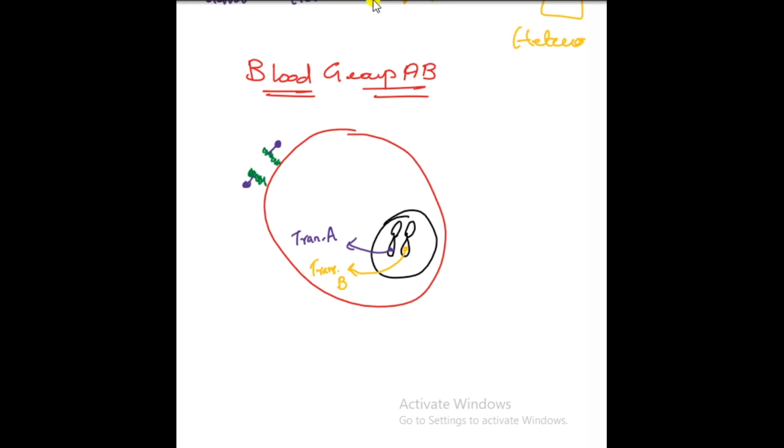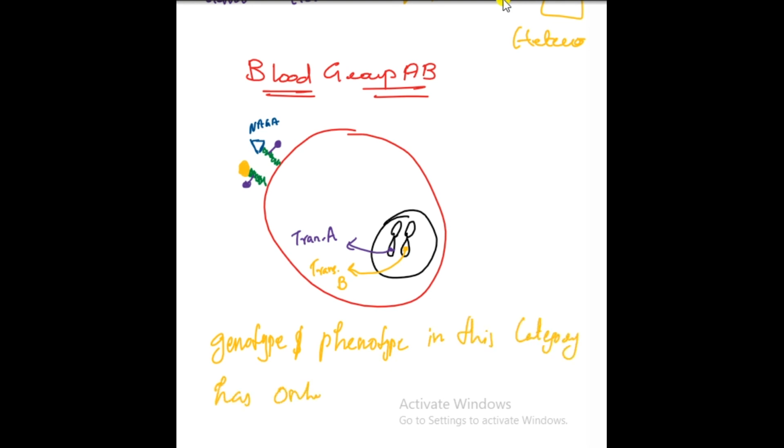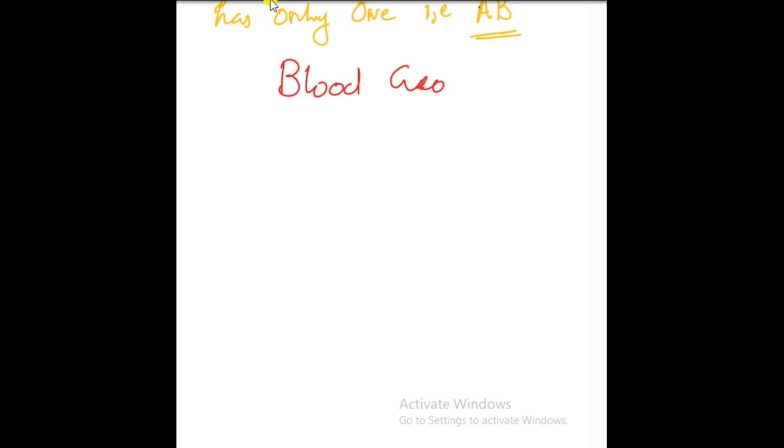I am drawing the H antigen on the RBC surface, and one H substance at the top is connected with the NAGA and another oligosaccharide, the H substance, is connected with the galactose. So genotype and phenotype in this category have only one, that is capital A, capital B. That is important, right? They have only one genotype and only one phenotype. One thing I need to additionally add is that the AB blood group is codominantly expressed.